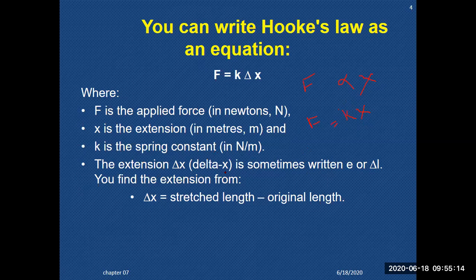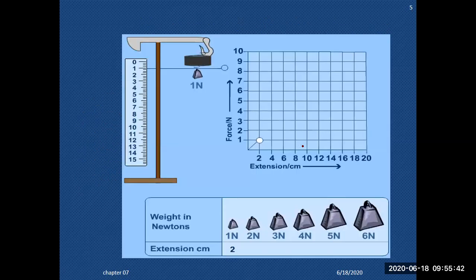The extension, delta x, is sometimes written as delta L. You find the extension as the stretched length minus the original length. You measure the length before application of the force, say 10 centimeters, and after application of the force, say it becomes 15. You subtract these two, 15 minus 10, and that 5 centimeters is the extension produced after the application of the force.